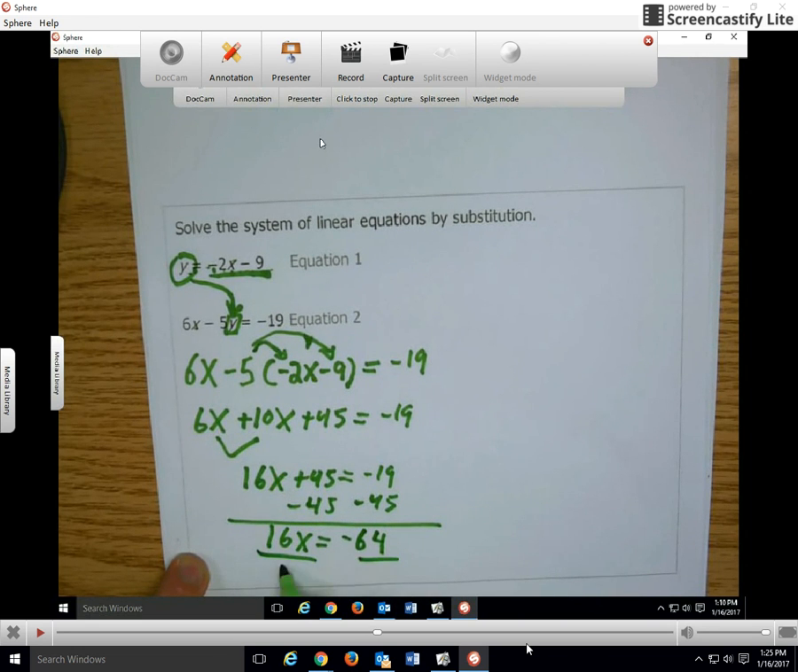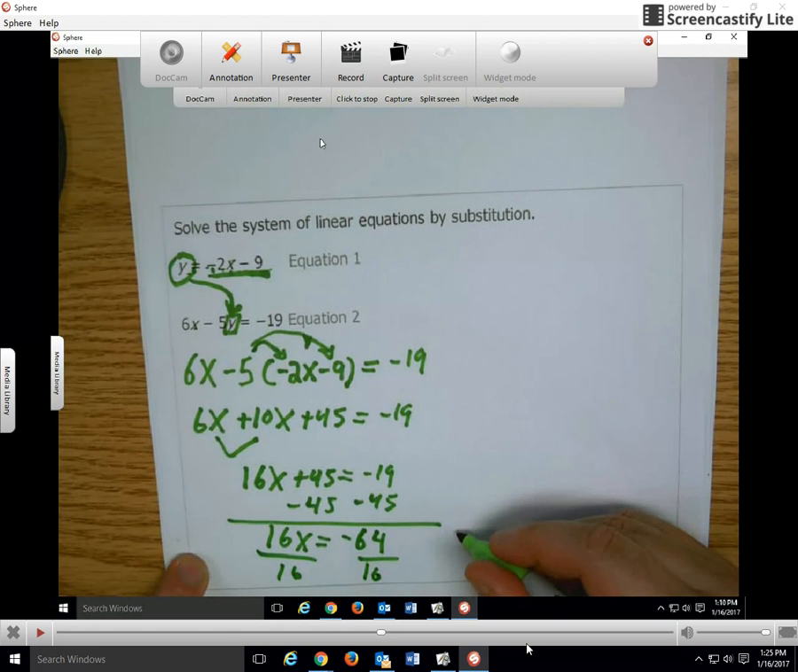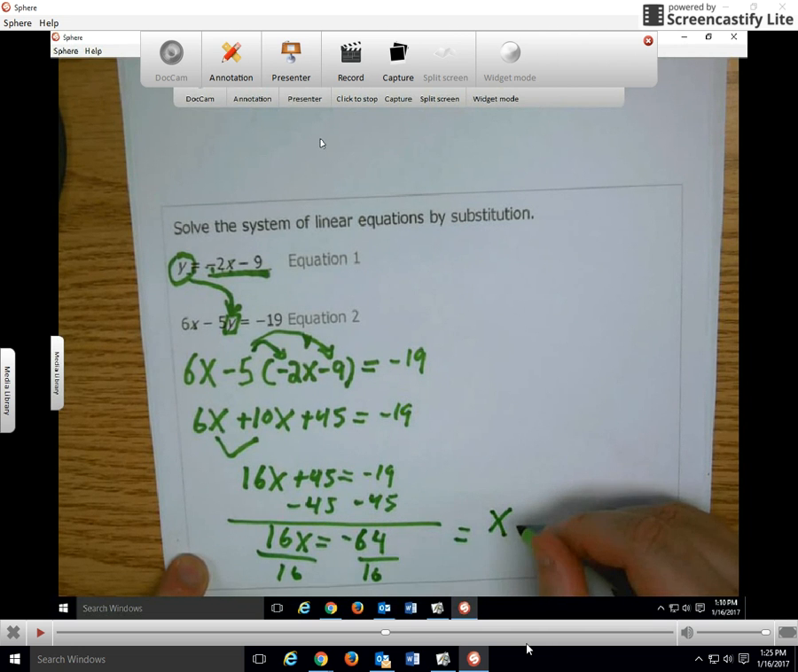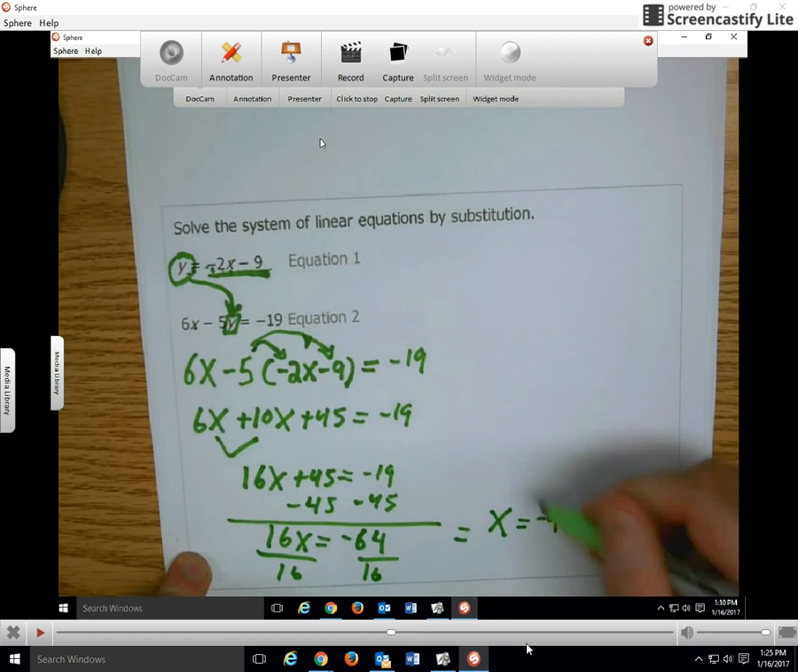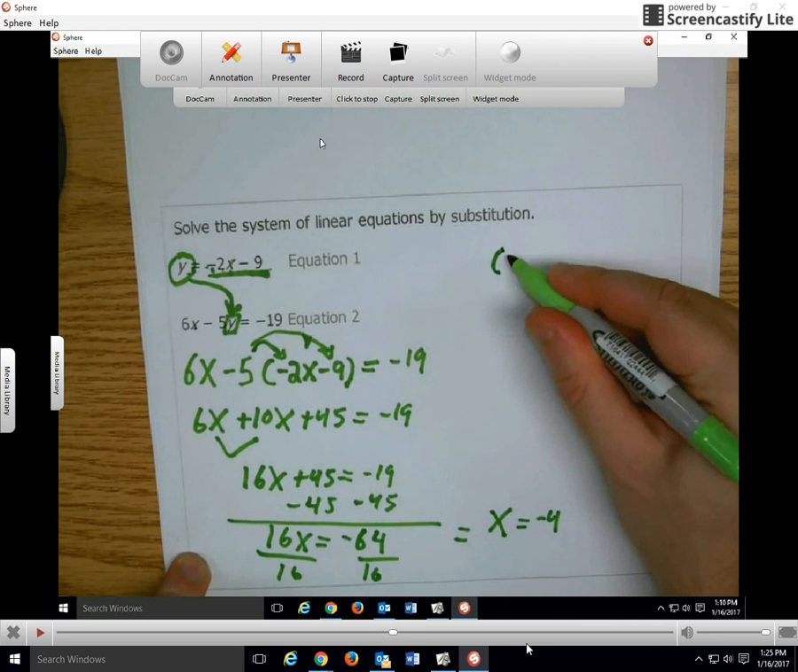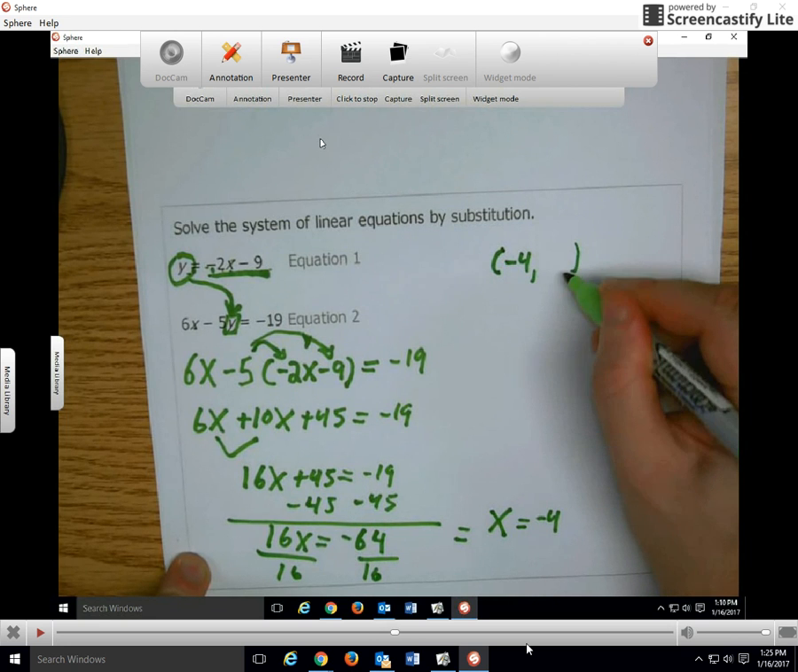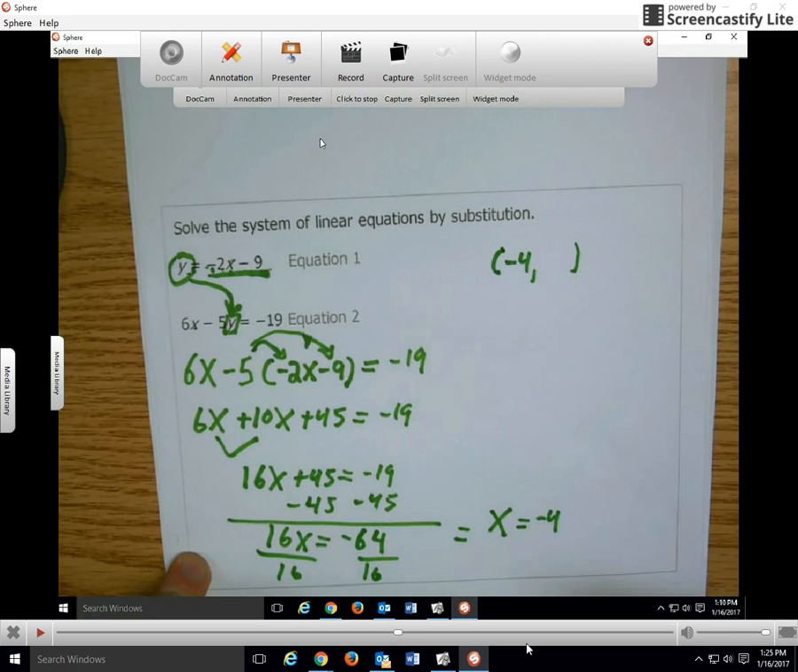Divide. We go to the side here so we don't run out of room. X equals -4. Now that you found the answer for what x is, I'll write that here as part of an ordered pair. X is -4. We still need to find the missing y. And that kind of makes sense.